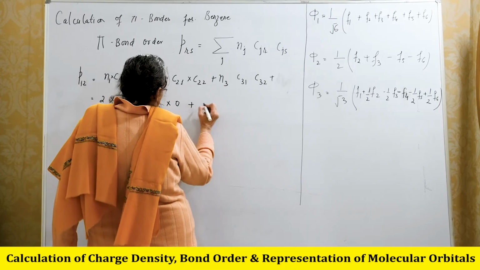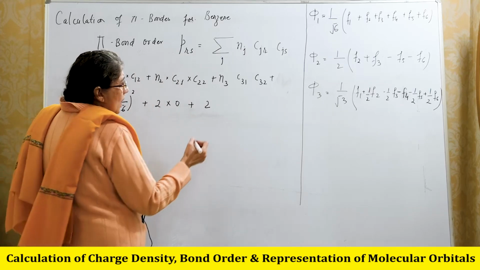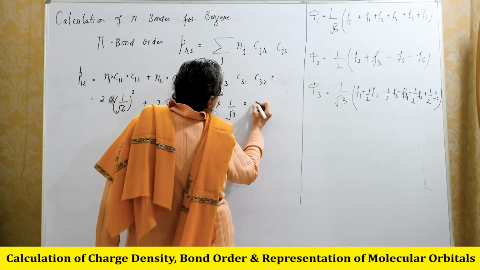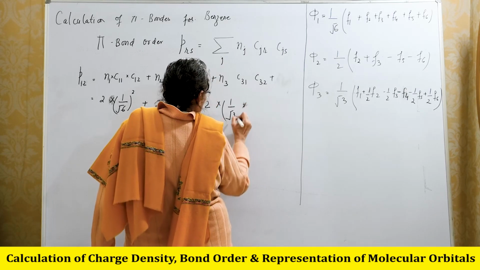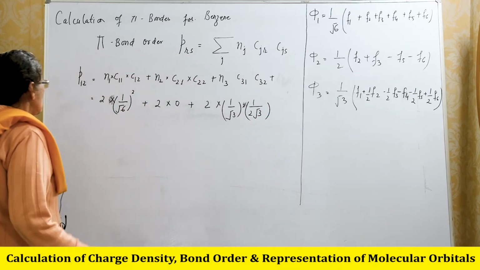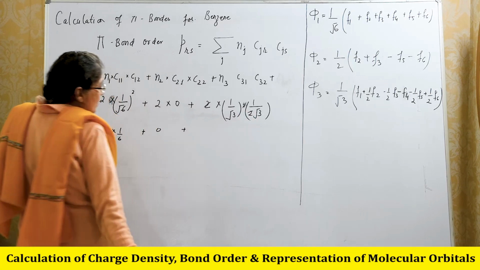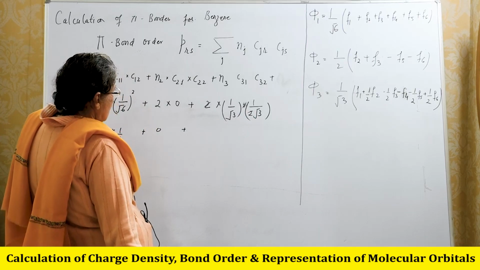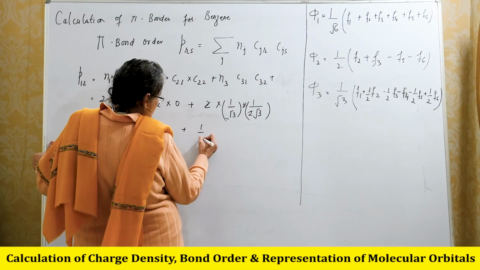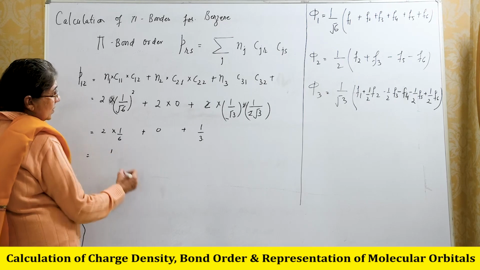No F. Third, now F1, F2. So electrons are 2. F1 is 1 by root 3 and F2 is 1 by root 3 multiplied by 1 by 2 root 3. So this is 2 into 1 by 6 plus 0 plus 2 cancel. So we get 1 by 3 plus 1 by 3. So you get 2 by 3, no, this is wrong.